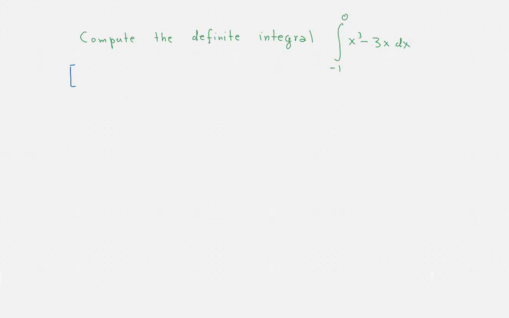So we would like to compute the definite integral from -1 to 0 of x cubed minus 3x. To this end, we are going to use the fundamental theorem of calculus. What this tells us is that if we know an antiderivative for the integrand, meaning the function that is being integrated, then the integral from a to b of f of x dx is equal to F of b minus F of a.